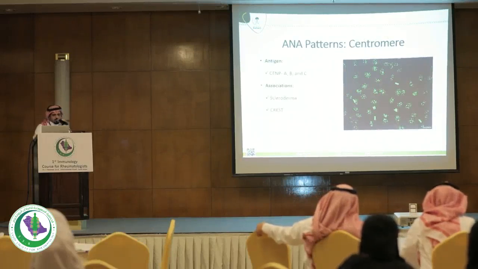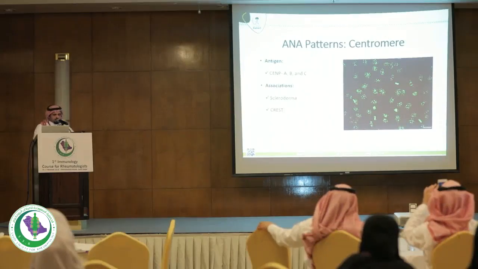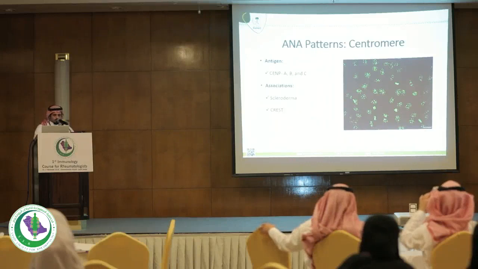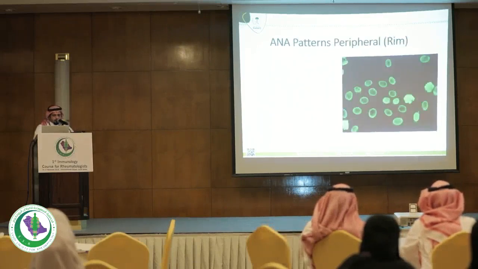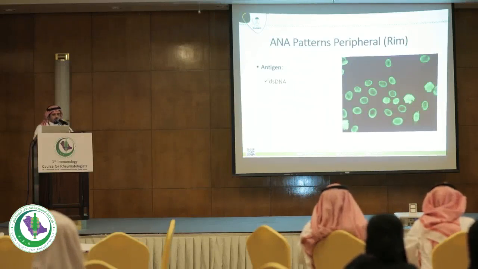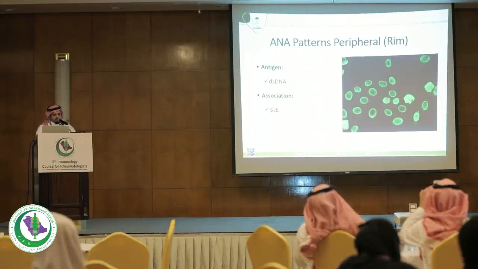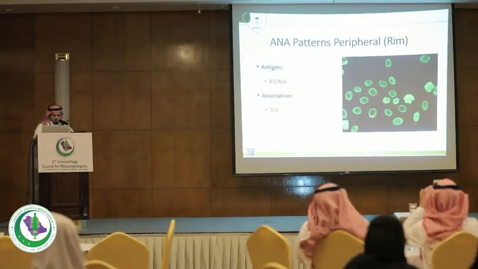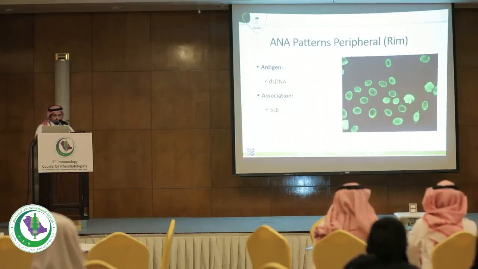Centromere antibodies can also be seen under the microscope, and the antigens related are centromere A, B, or C, and the association is strongly with scleroderma and CREST syndrome. We also have the rim pattern. It's homogeneous, but it has a very clear rim pattern. It's very strongly associated with SLE, and the antigens are usually related to a high double-strand DNA level in the patient's serum.